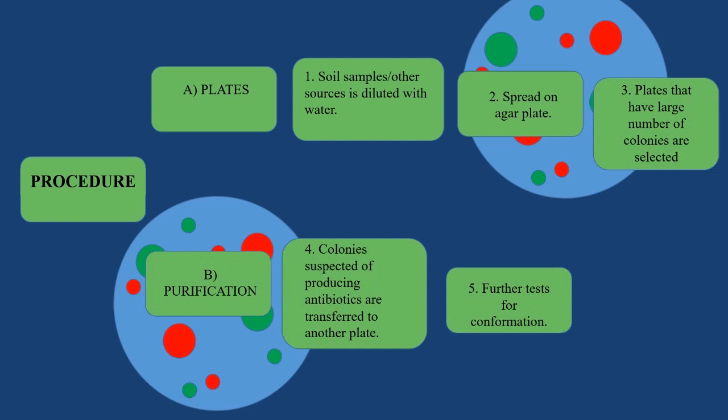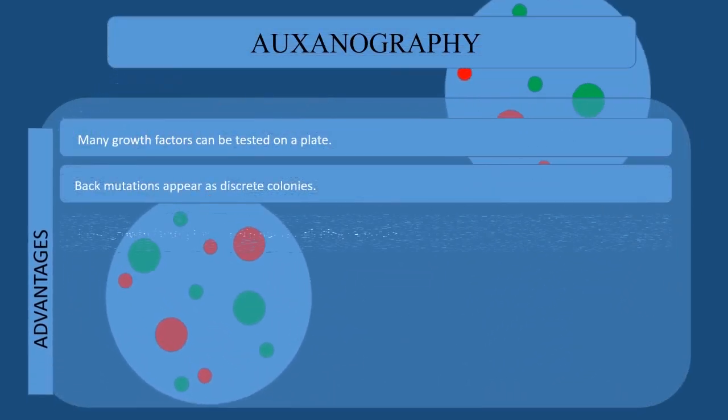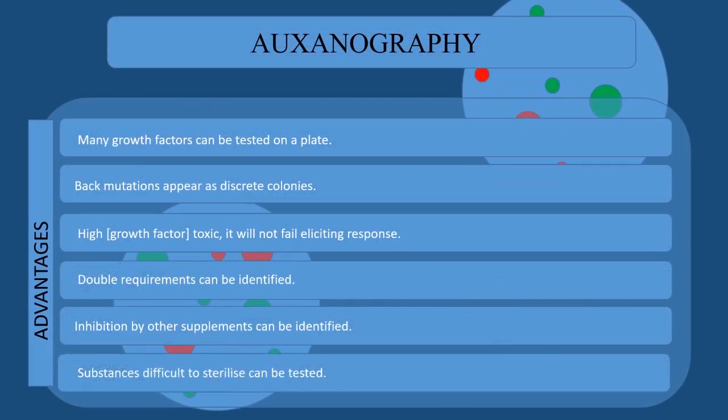Another part of primary screening is auxanography, and according to Perkins, auxanography is a quick, economical, highly efficient method of determination of growth requirements of an auxotrophic mutant.